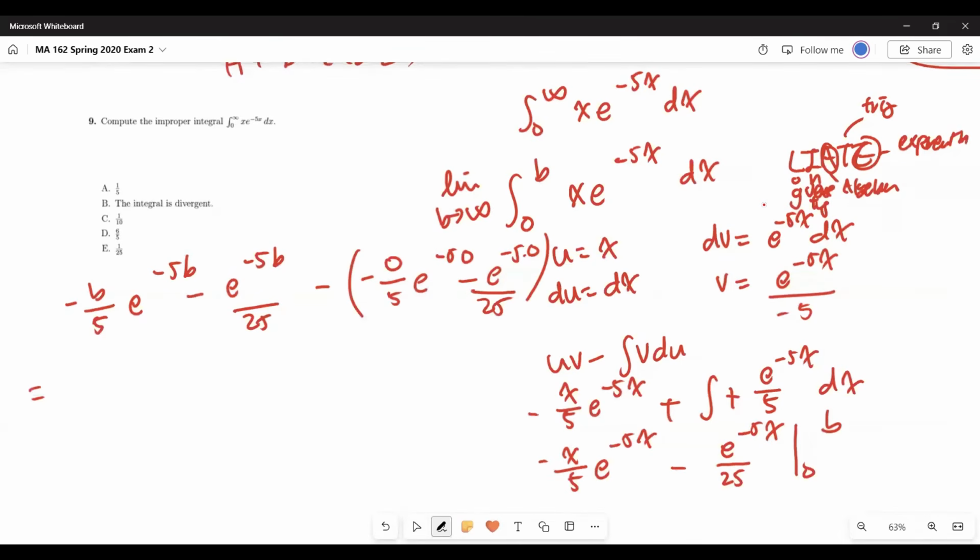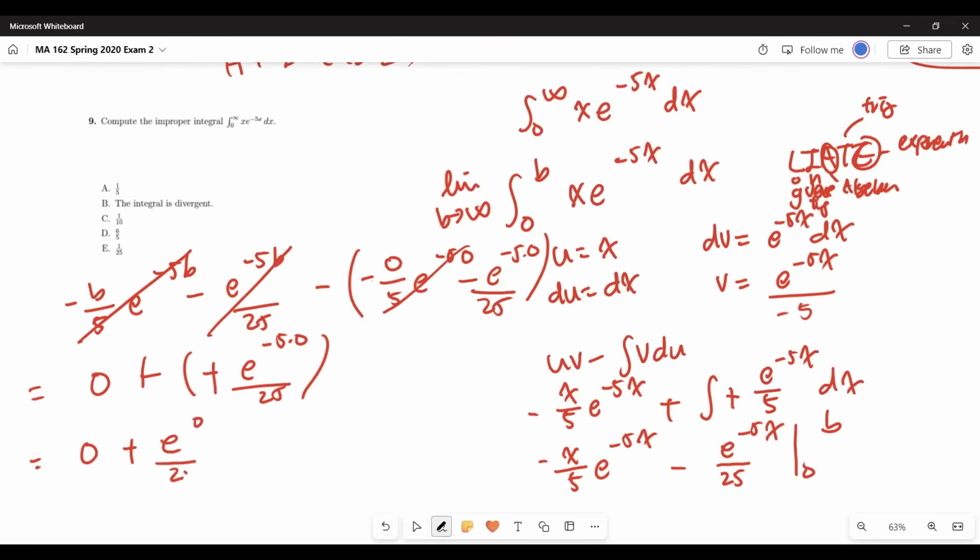So b times e to the negative infinity is just 0. This just becomes 0. This also becomes 0. So 0 minus, negative 0 over 5 is just 0. So it's 0 minus e to the negative 5 times 0 over 25, which is 0 plus e to the 0 over 25, and e to the 0 is just 1. So this is 1 over 25. So the answer for this question is E.